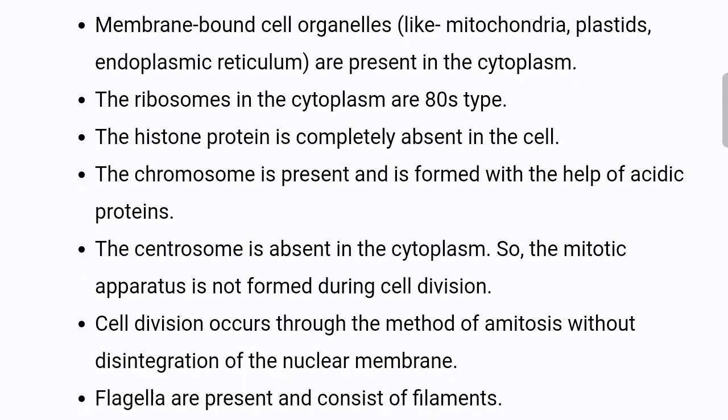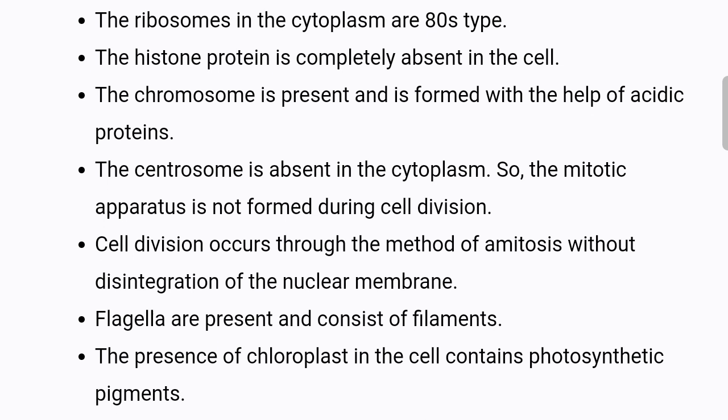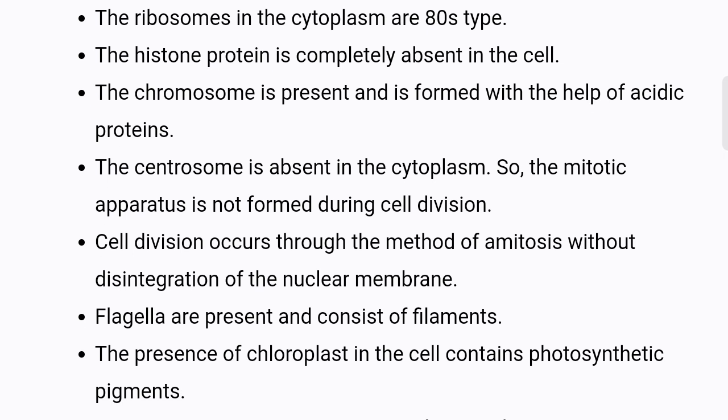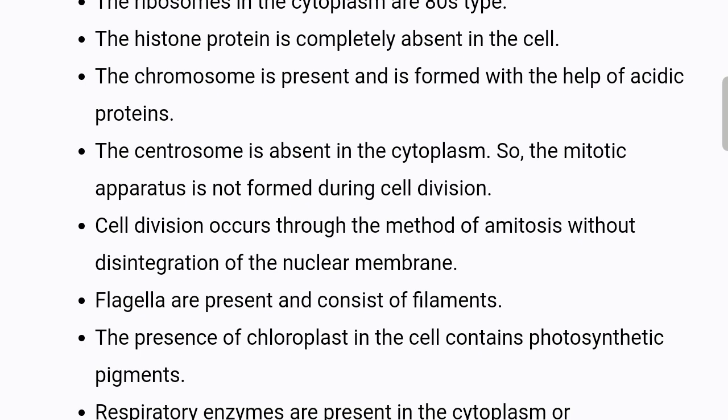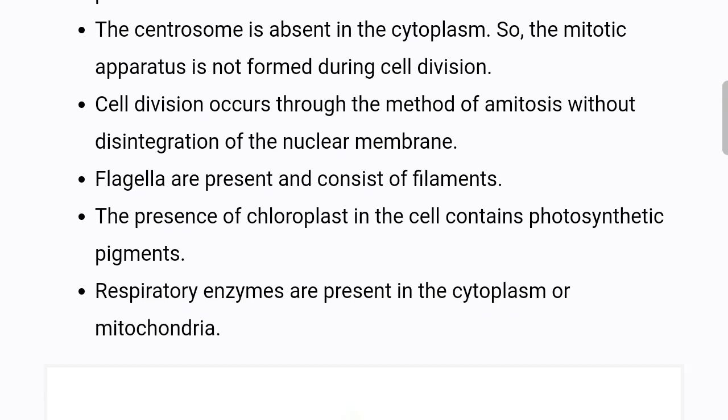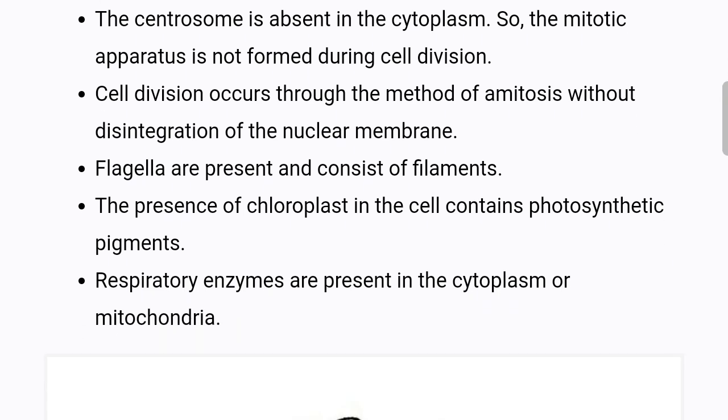The ribosomes in the cytoplasm are 80S type. The histone protein is completely absent in the cell. The chromosome is present and is formed with the help of acidic proteins. The centrosome is absent in the cytoplasm, so the mitotic apparatus is not formed during cell division. Cell division occurs through the method of amitosis without disintegration of the nuclear membrane.